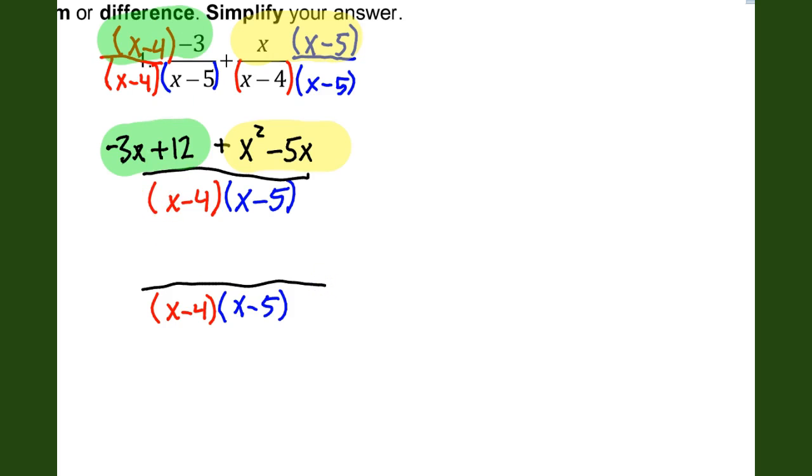And it doesn't look like we have a whole lot that combines. We do have a negative 3x and a negative 5x, but the x squared won't combine with anything, neither will the 12. So we'll have x squared, and then we'll have negative 8x, which comes from the negative 3 and the negative 5, get negative 8. And then we have the 12. You notice how I wrote these in descending order with the x squared first, and then the x, and then the number, just like we always do. That's the order we're used to factoring in, so it makes sense we would write in this order.